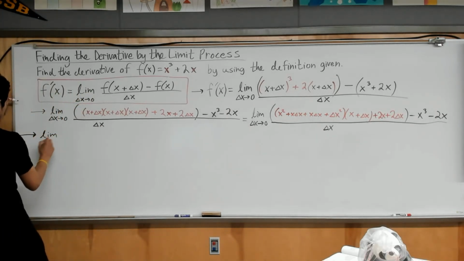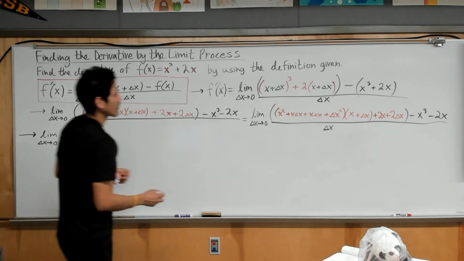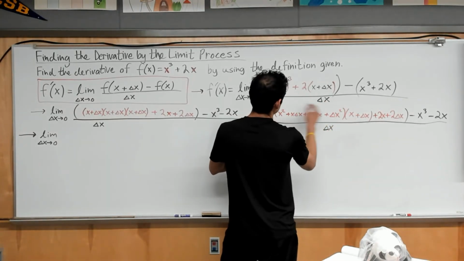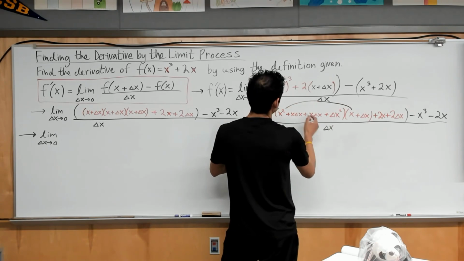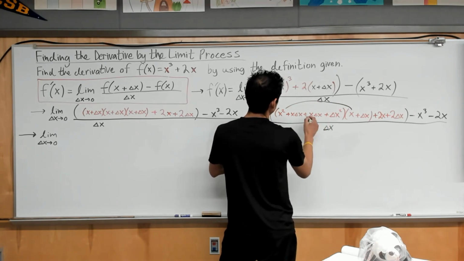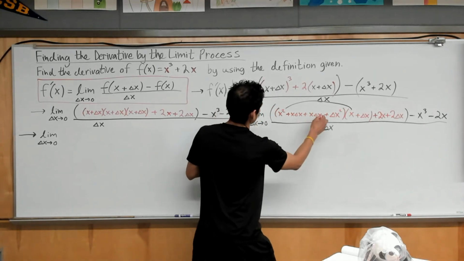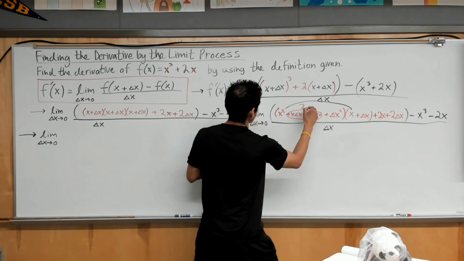So limit as delta x goes to 0. Now we multiply this one more time, each of these by x. So again, each of these by x. Now this right here makes 2. Just to save a step, this is 2x delta x.